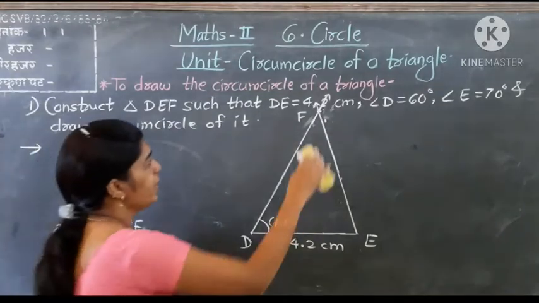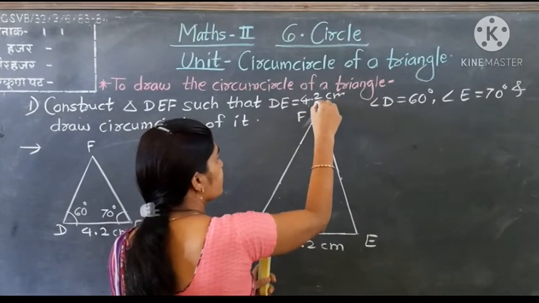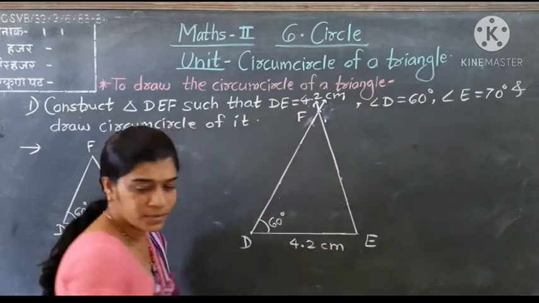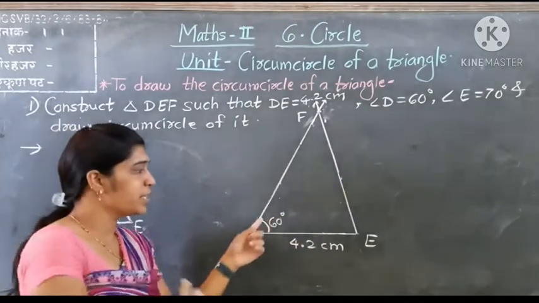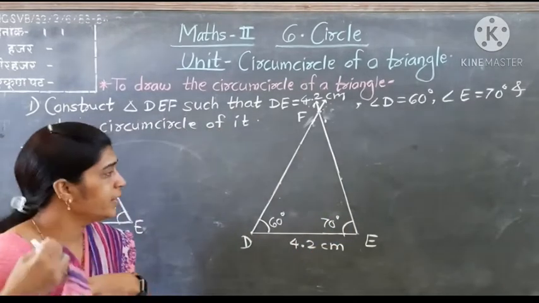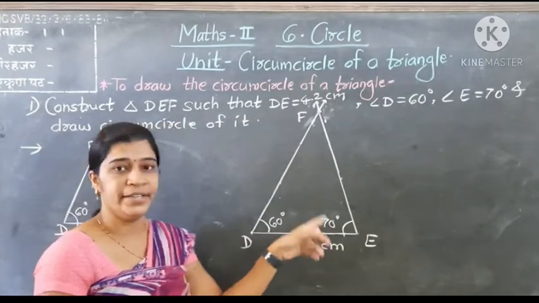This point is point F. Now, first step completed here. This angle is 70 degree. Here, first step is completed. First, we draw triangle DEF.